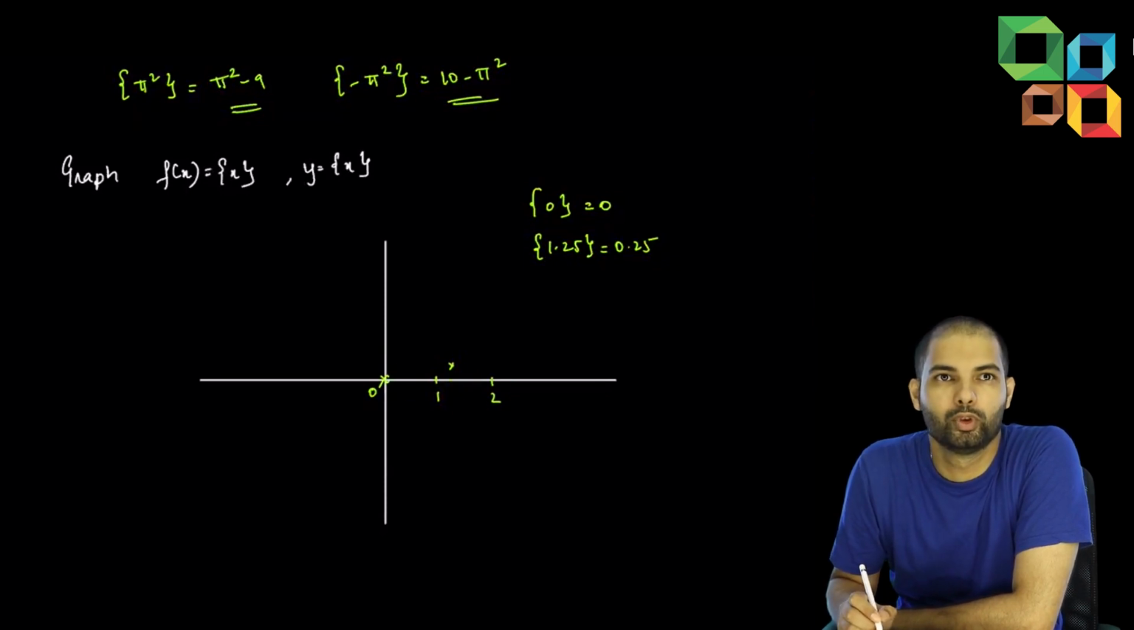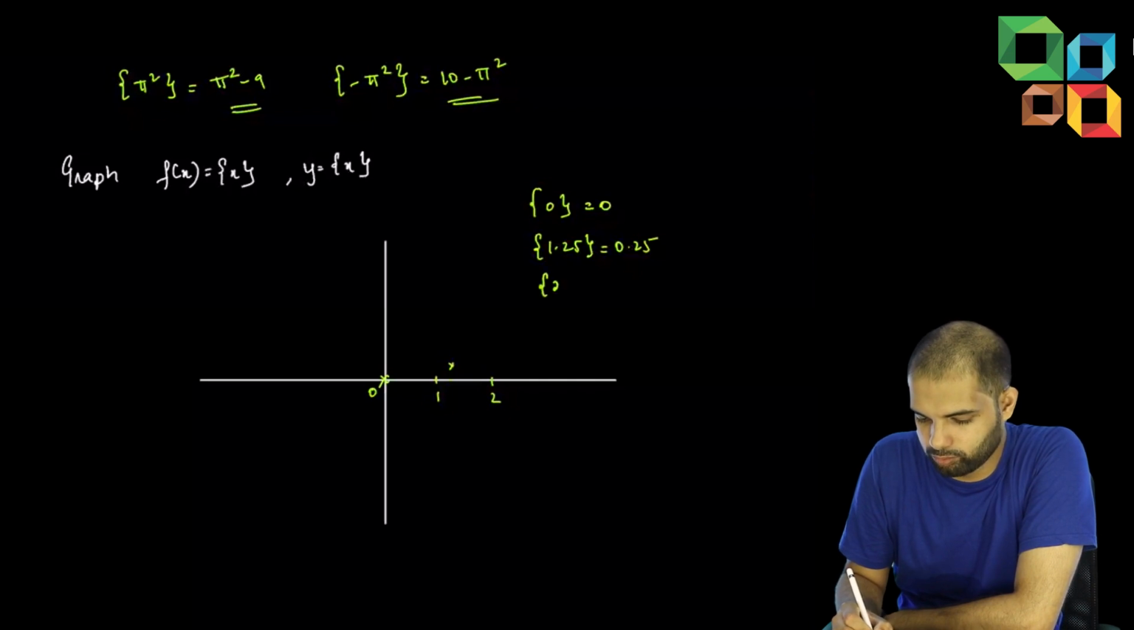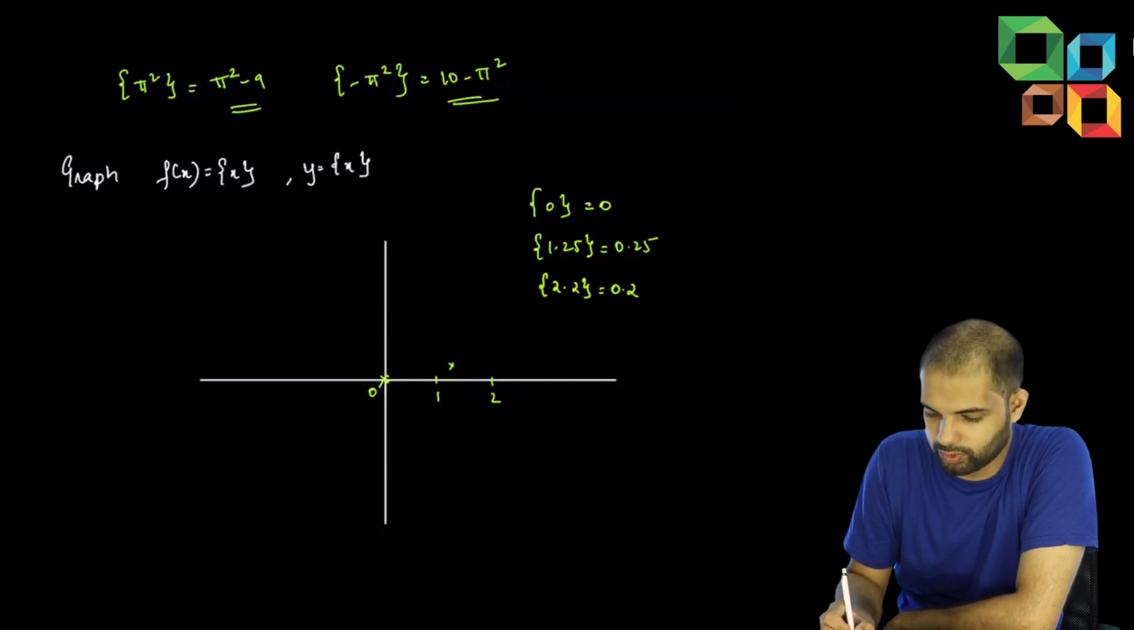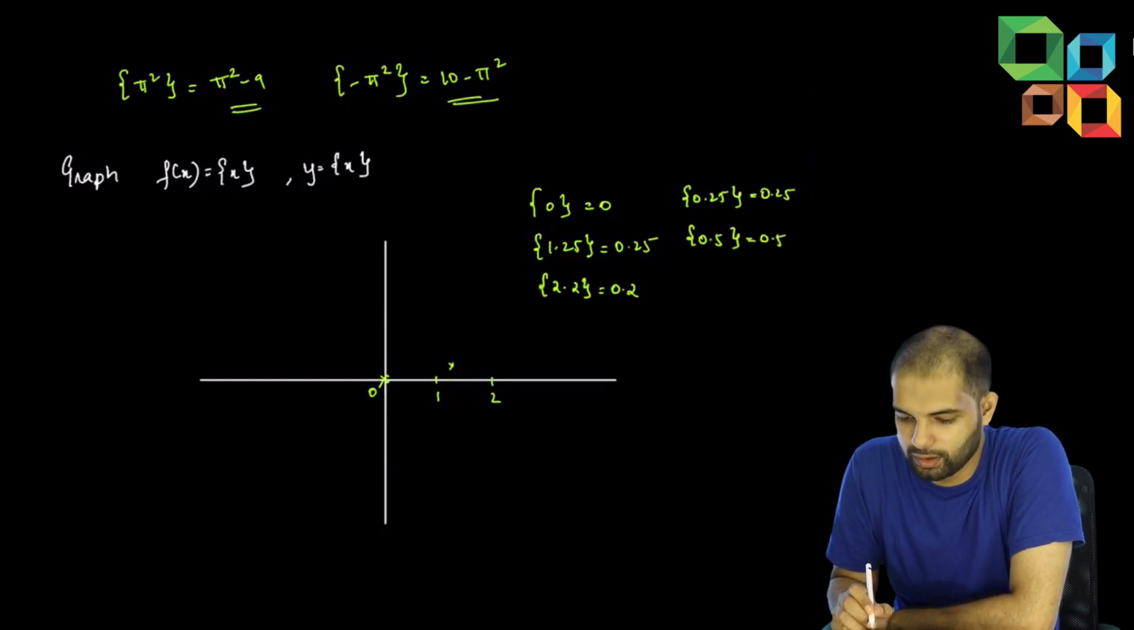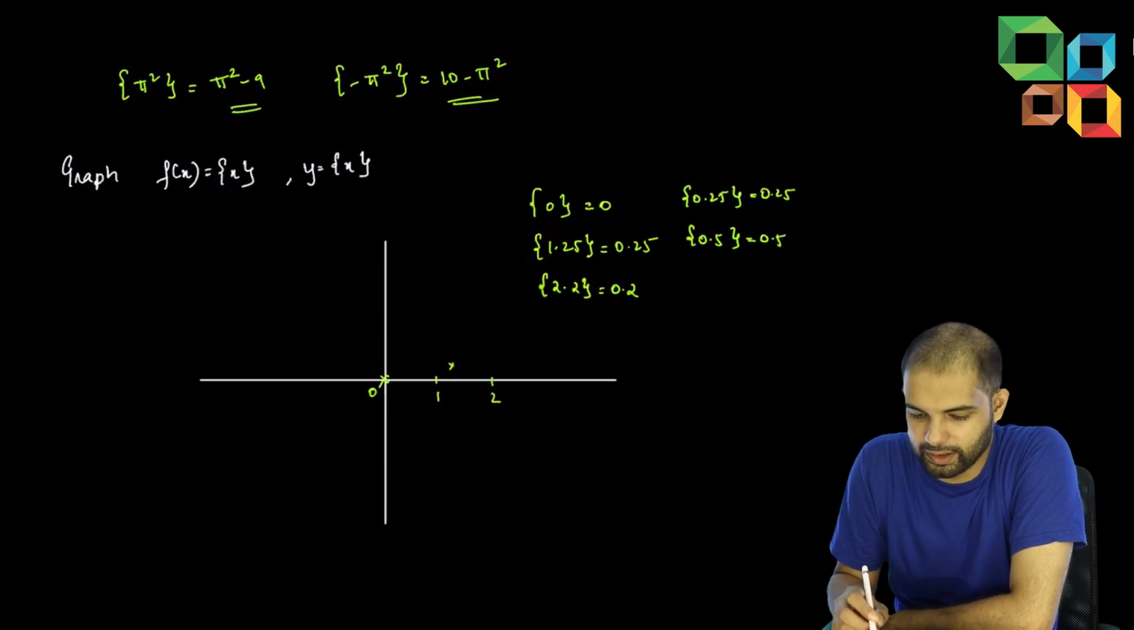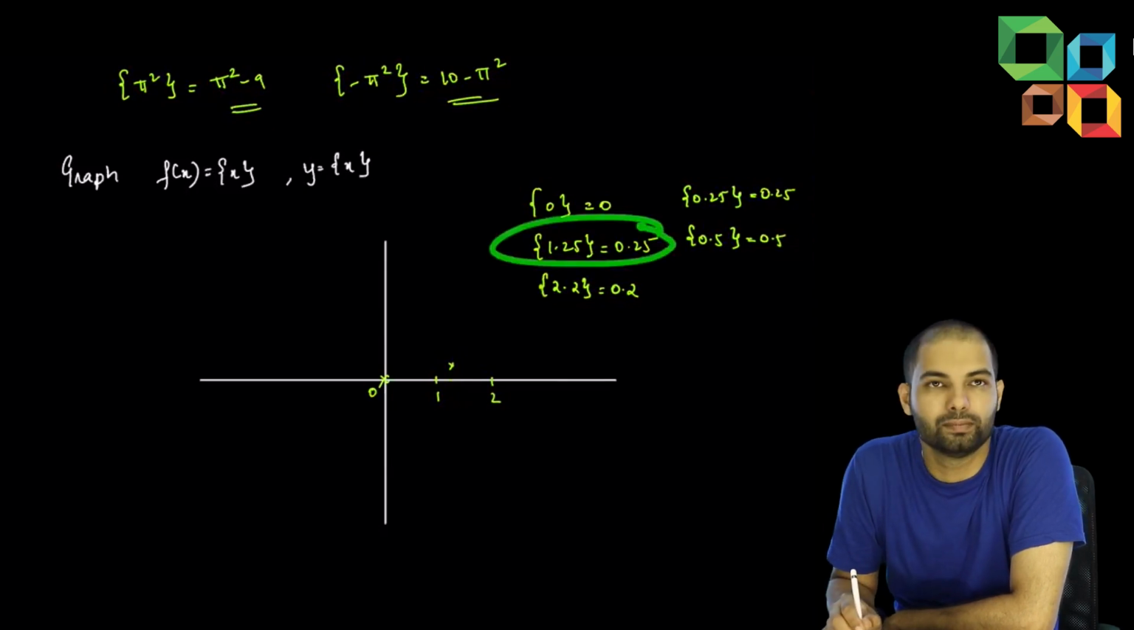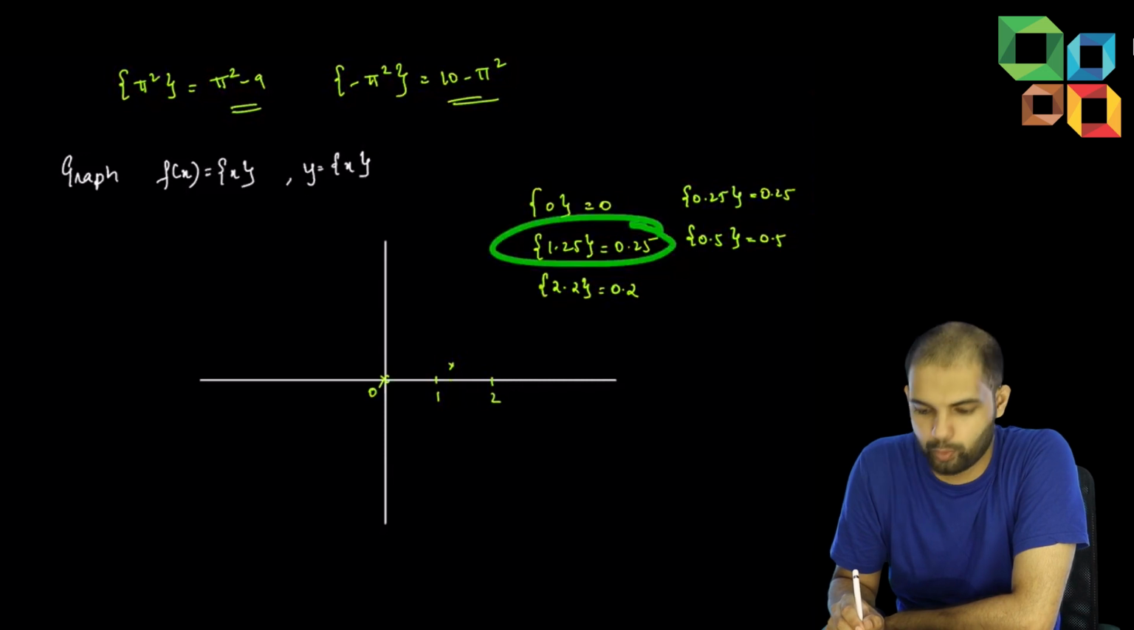2.2. Okay. 0.5. And someone said 0.25. Okay, let's see. 0.25 is giving me 0.25. 0.5 is also giving me 0.5. Then when I went above 1, I got 0.25.